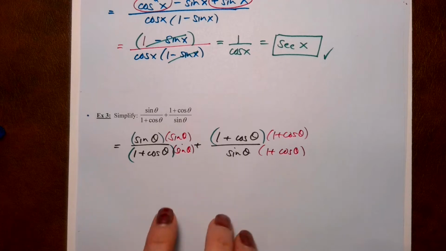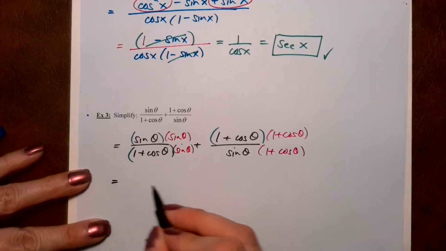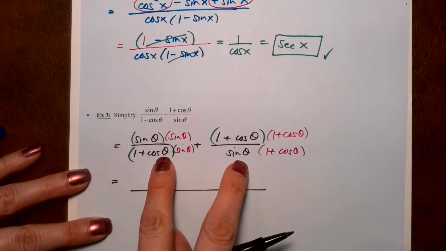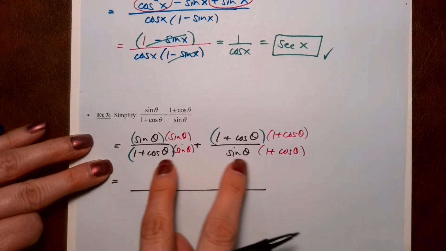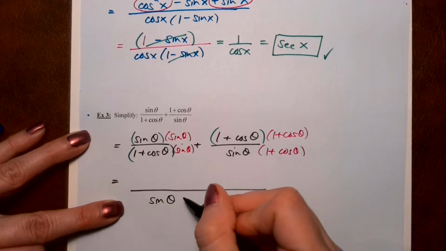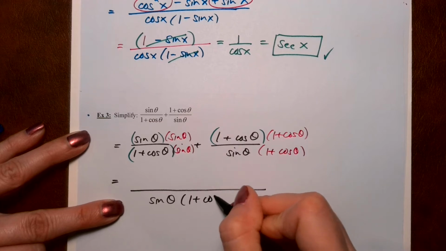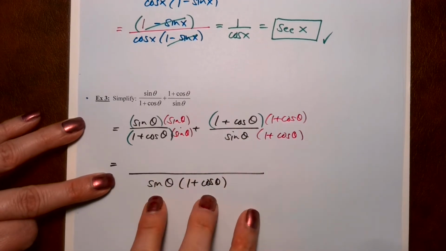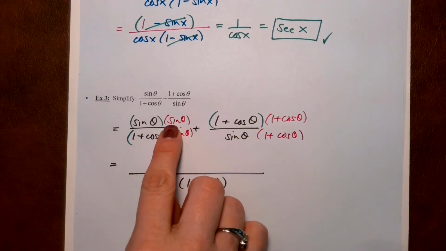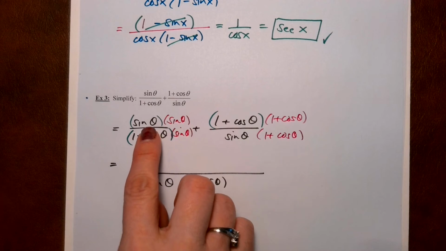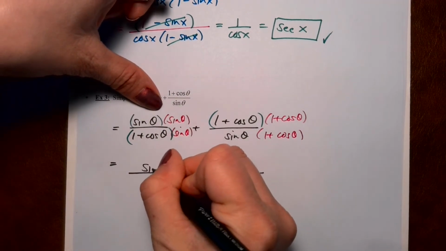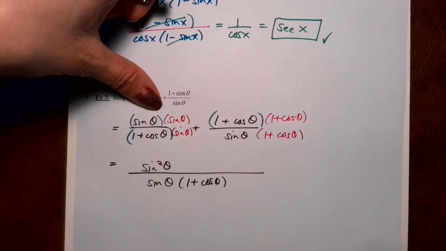Okay, so let's see, what does that make? Do you think I should distribute in the denominator? No, let's leave them separate because you never know if we can cancel them out. So we have a sine of theta and a 1 plus cosine in the denominator. Now how about the numerator? Do you think I should distribute these? Do you think sine times sine should be written as sine squared? Of course, sine squared of theta.